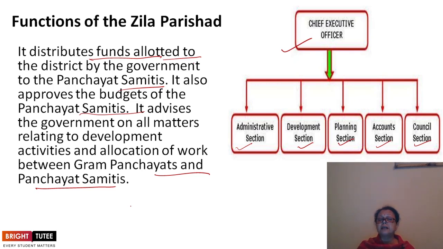Then it advises the government on all matters relating to development activities and the allocation of work between Gram Panchayats and the Panchayat Samiti. Which work is done by the village Panchayat and which work is done by the Panchayat Samiti. This allocation is also done by the Jila Parishad.